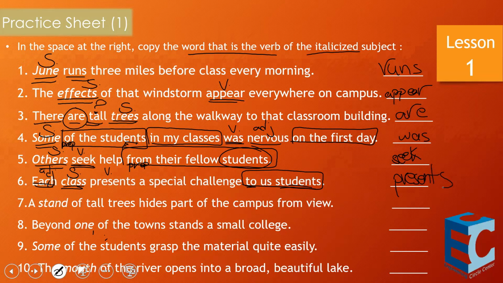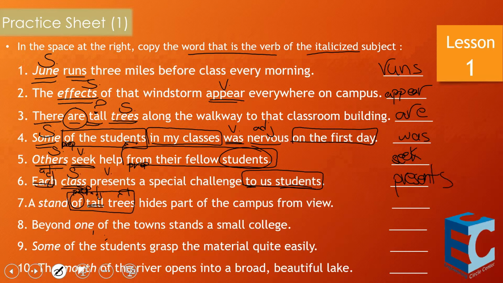A stand of tall trees hides part of the campus from view. خلينا برضو نسكر على حروف الجر مع أسمائهم. Of tall trees. Trees هي الاسم المجرور of لأنه of is a preposition. Alright. Tall هي adjective. So هي مستحيل تكون اسم of. Trees هي الاسم of. تمام.